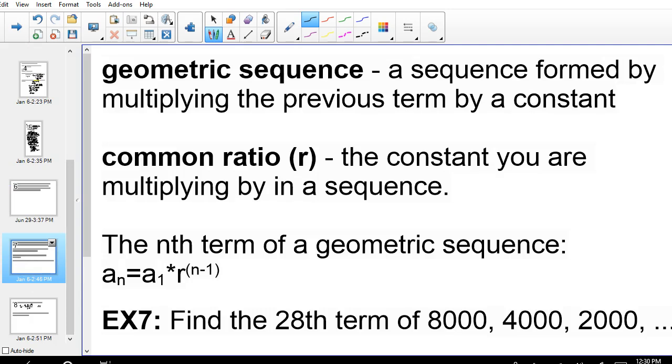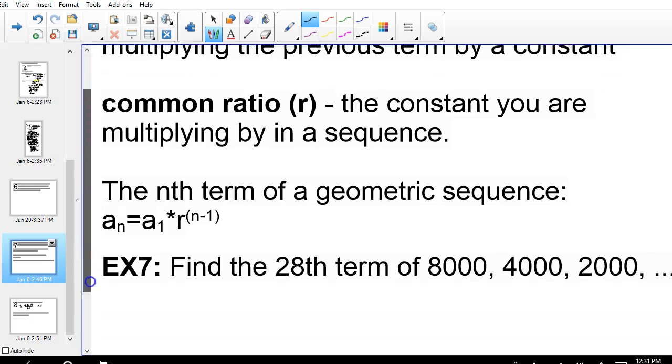Geometric sequences. Geometric sequences, I think, are a little bit easier because the formulas only rely on the r and the n. You don't have to put formulas inside of formulas for this. So a geometric sequence is a sequence formed by multiplying the previous term by a constant. And the r, the common ratio here, is the constant you're multiplying by in the sequence. So the equation for the nth term of a geometric sequence is a sub n equals a sub 1 times r to the n minus 1.